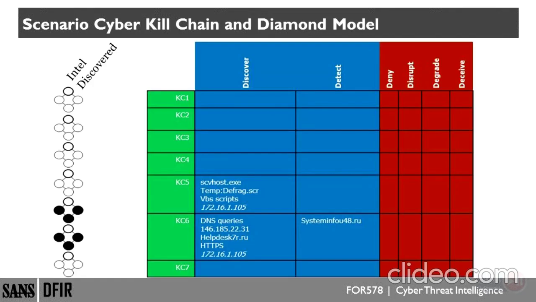Just from that single indicator, very quickly, we can say, look, in the installation phase there's svchost, there's the temp defrag source, there's VBS scripts, and there's this victim IP address, which I put in italics. This victim IP address is consistent with kill chain stage 6, which is command and control: DNS queries to that IP address, helpdesk7.ru, HTTPS, and in the detection phase, I had systeminfo48.ru. So really quickly, I can get up to speed with understanding where I am.